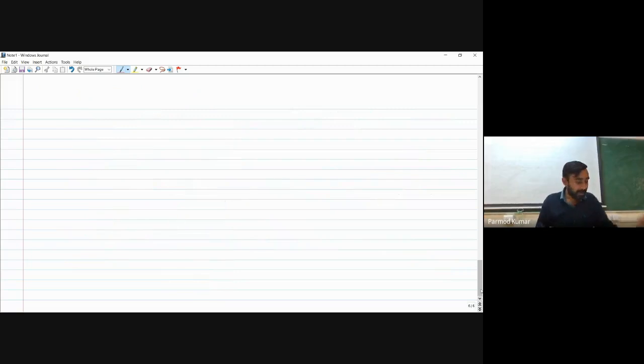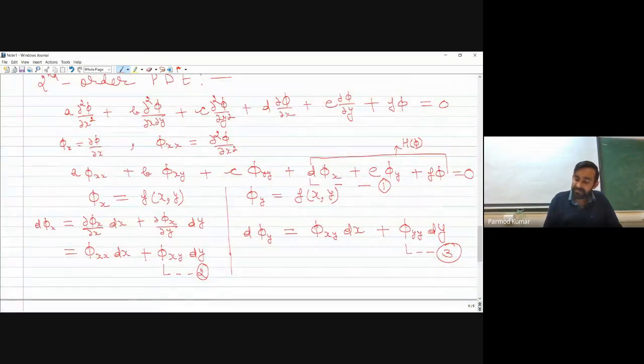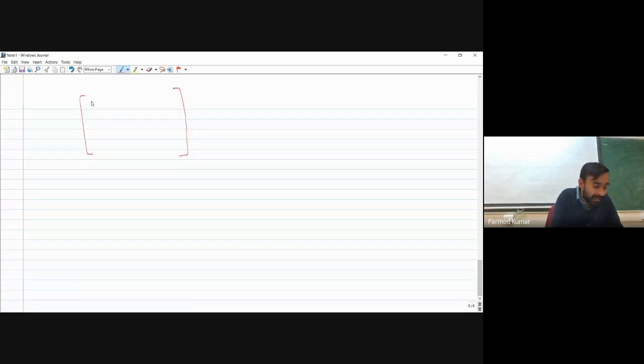Okay, so if I write this system of equations in matrix form, I'll be getting some 3 by 3 matrix, because this entire term I am taking to the right hand side, because I am mainly interested in the highest order terms. Okay, so in the first equation we have coefficients a, b, and c. So I can write over here a, b, c times phi xx, phi xy, phi yy, and in the right hand side I'll be having, say, minus h of phi.